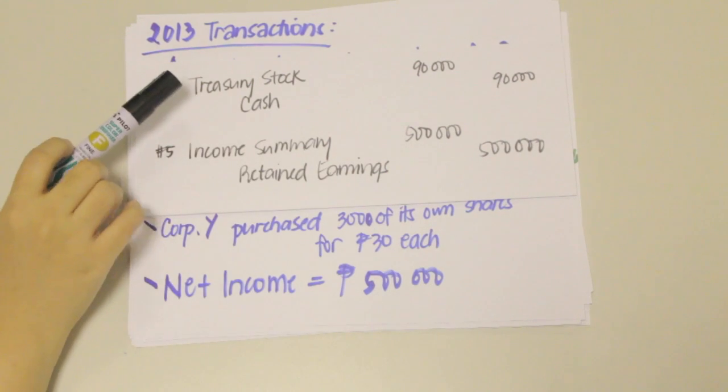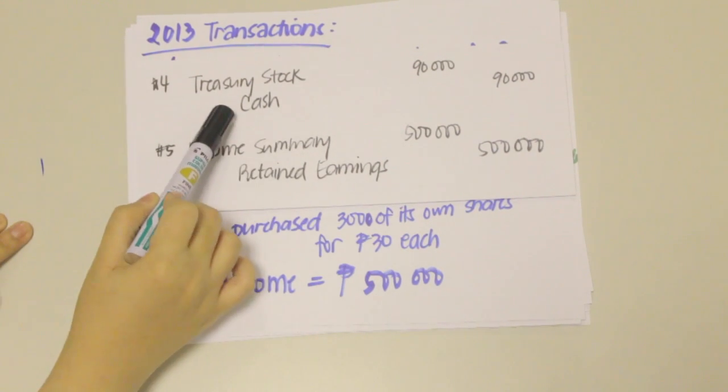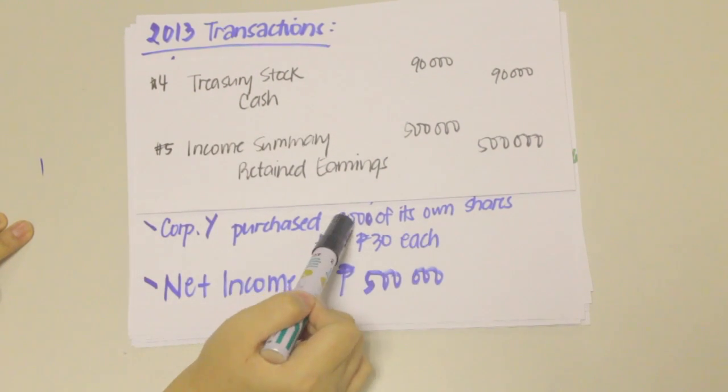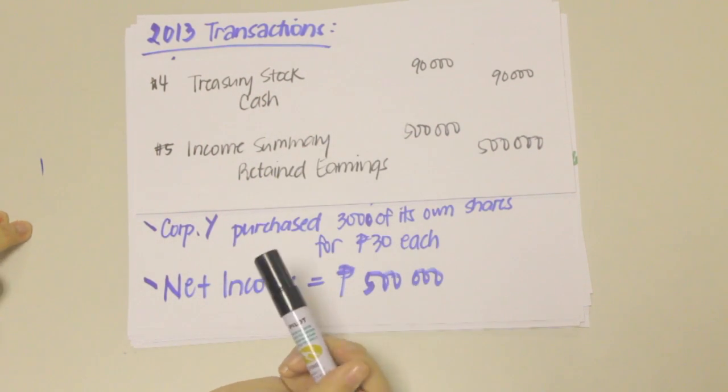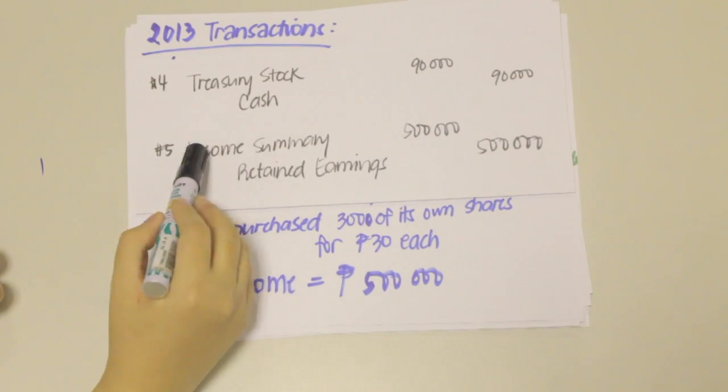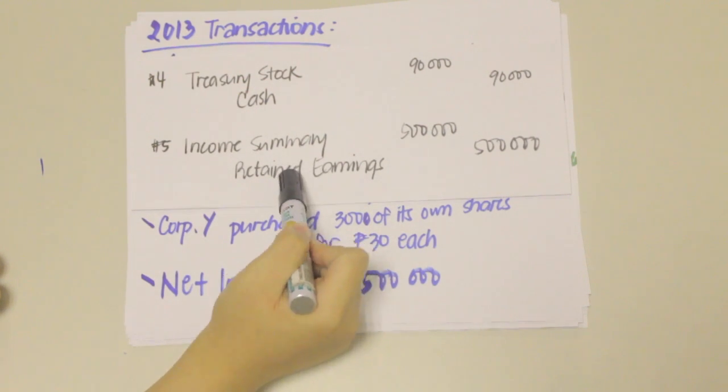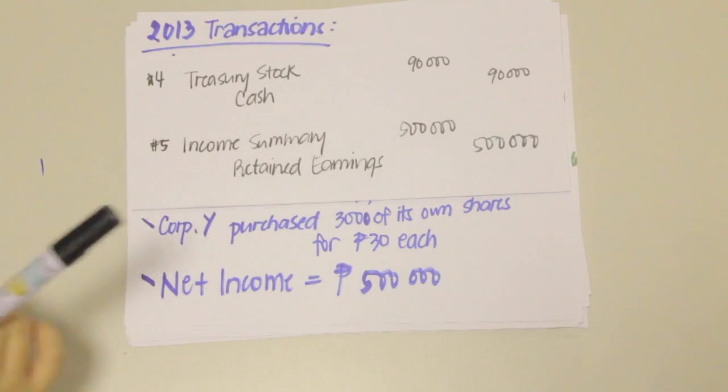So the fourth transaction is a purchase of its own shares. So that's a debit to treasury stock and a credit to cash for 3,000 times 30, which is 90,000. And then net income would be recorded by debiting income summary and crediting retained earnings for 500,000.